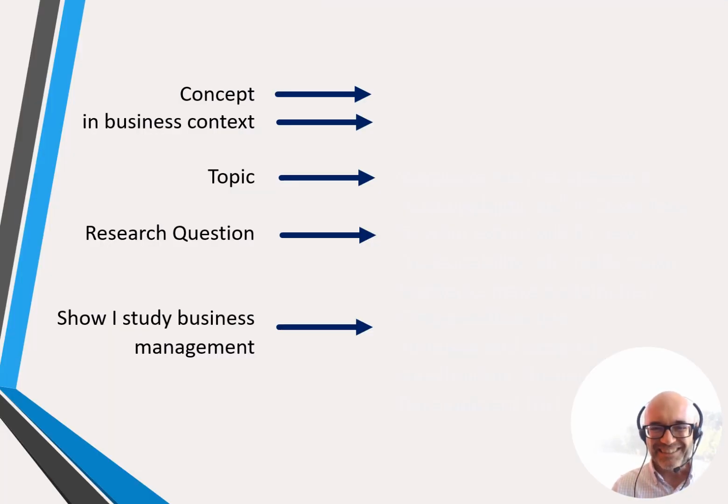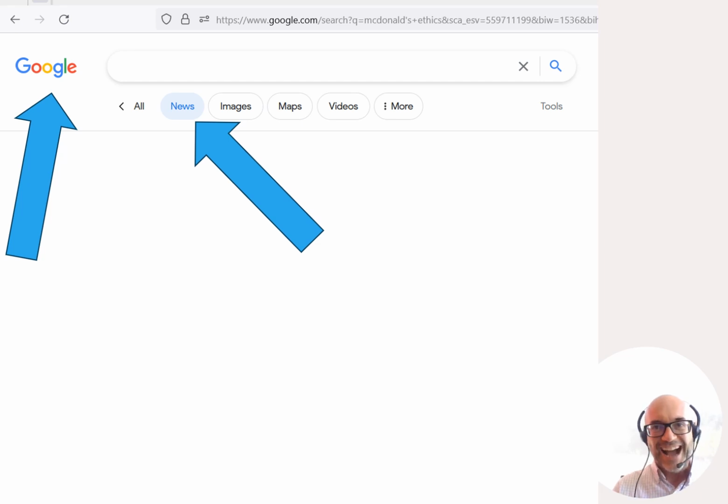Again, I need to start with a concept and a business context. The concept this time is going to be ethics and a company I really like, which is McDonald's. So my IA, I decide, will probably be on the topics of ethics and McDonald's. Again, I go on the internet to do some research about recent news, recent business news about McDonald's and ethics together.